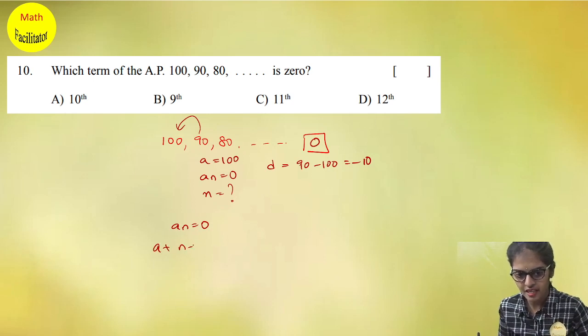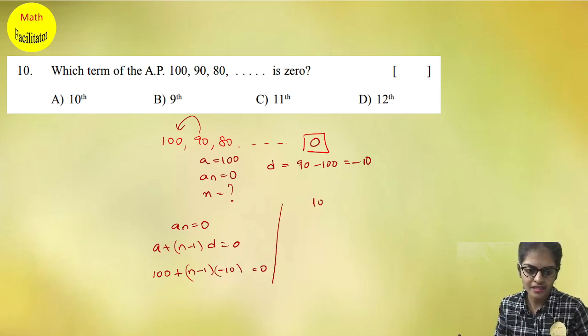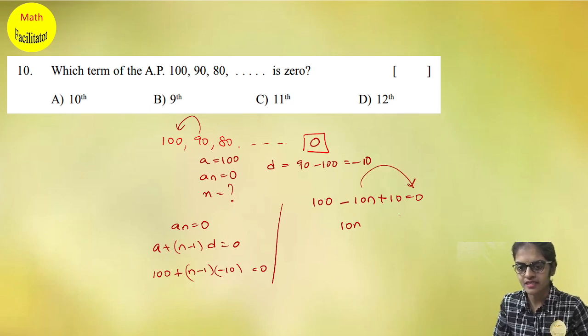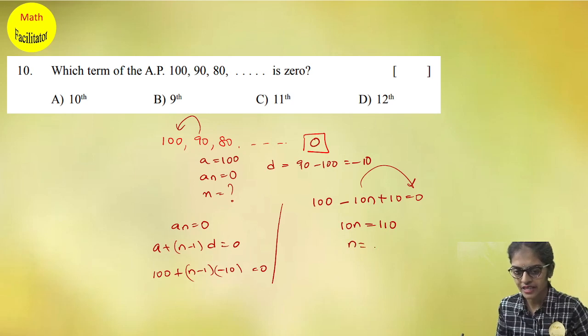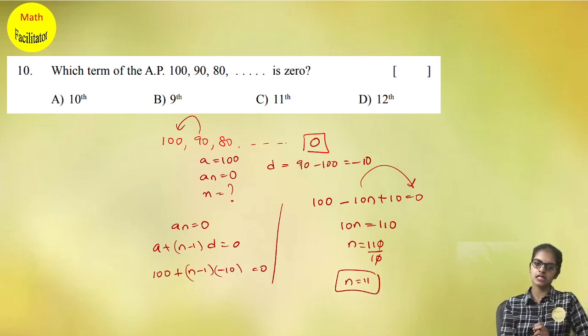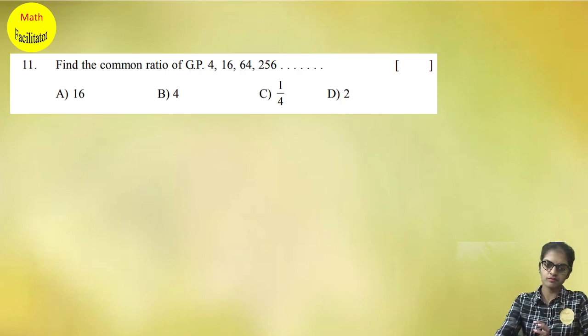AN means A plus N minus 1 into D should be 0. So A is 100, plus N minus 1 into D, where D is minus 10, is 0. So how much am I getting? 100 minus 10N plus 10 is 0. So 10N, if I take it to the other side, it will become plus 10N equal to 10 plus 100, which is 110. So N equals 110 divided by 10, the zeros cancel. N equals 11. So the 11th term will be 0. Clear? Next question.